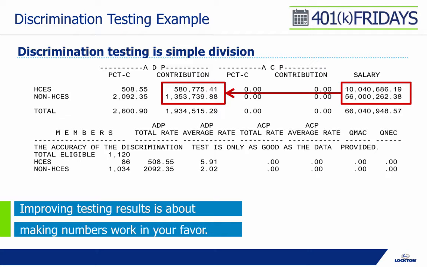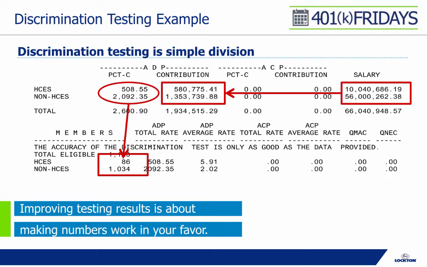On the surface, things look pretty good. We have more contributions by the non-highly compensated than the highly compensated, so maybe things are moving in the right direction. As we keep doing this, now we're going to look at that as a total percentage of salary. So 508% is your total deferral percentage for your highly compensated, and 2,092 is your total deferral percentage for your non-highly compensated. On paper, still looking good.